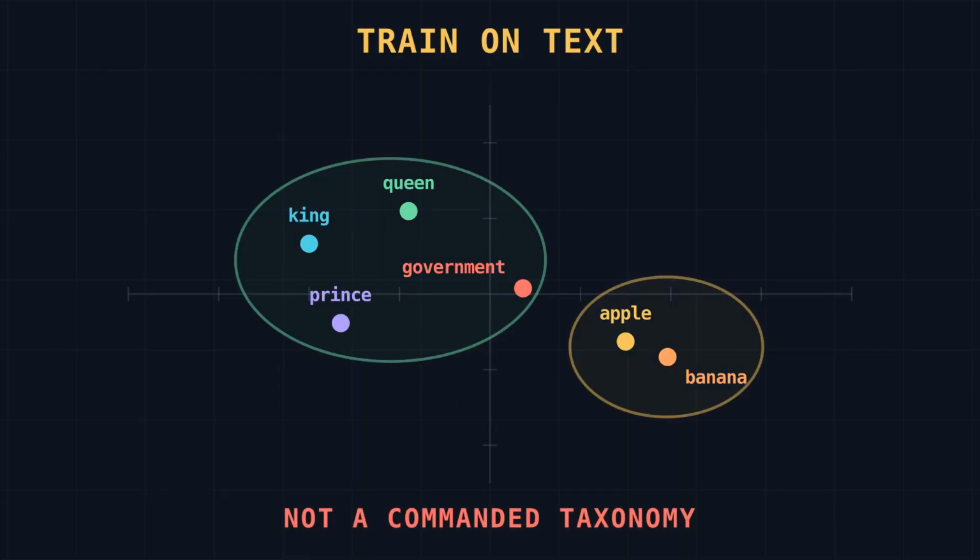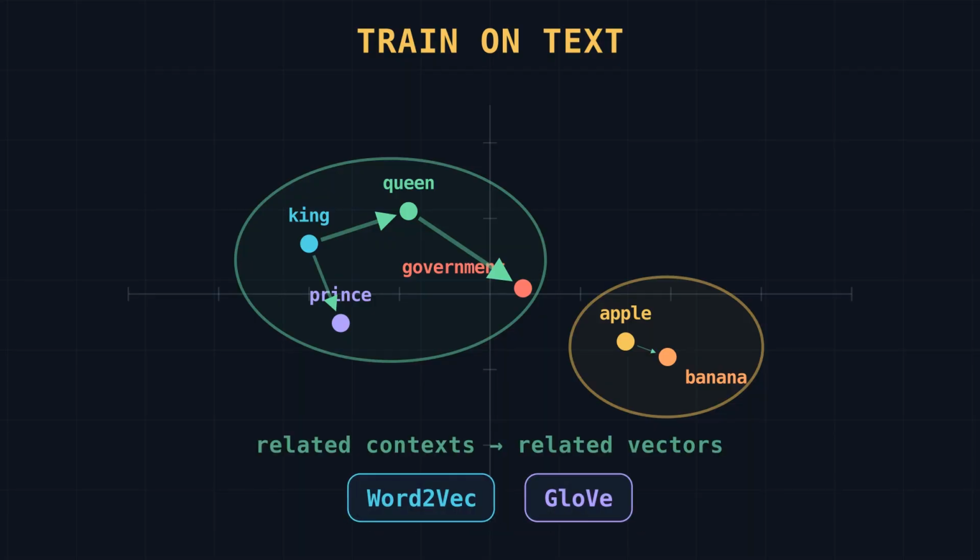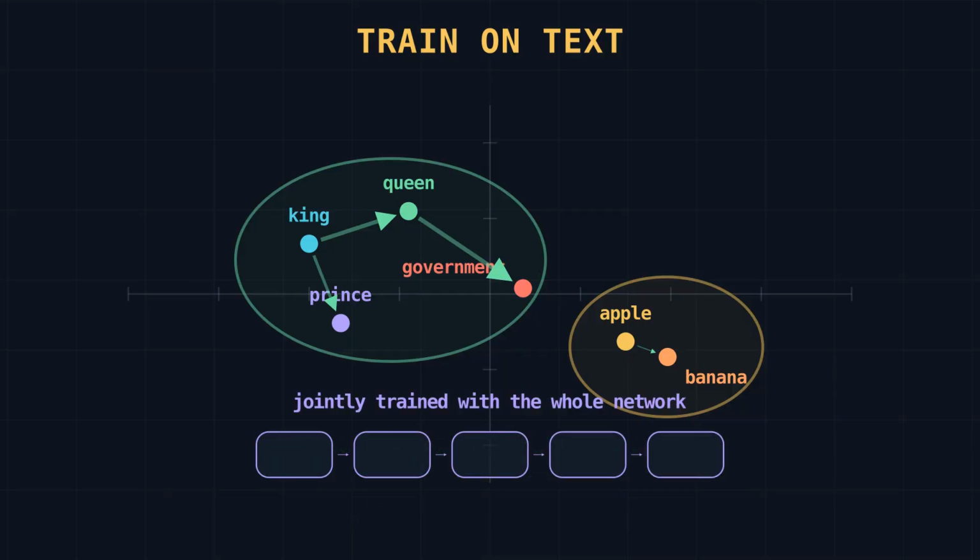The model is not commanded to put royalty in one neighborhood and fruit in another. It is rewarded for making better predictions. Geometry emerges because reusing related features can help with that objective. This is the distributional idea behind classic methods such as word2vec and GloVe. Words used in related contexts can acquire related vectors. Modern LLMs learn their token embeddings jointly with the rest of the network, but the basic reveal survives. The numbers become useful through training.